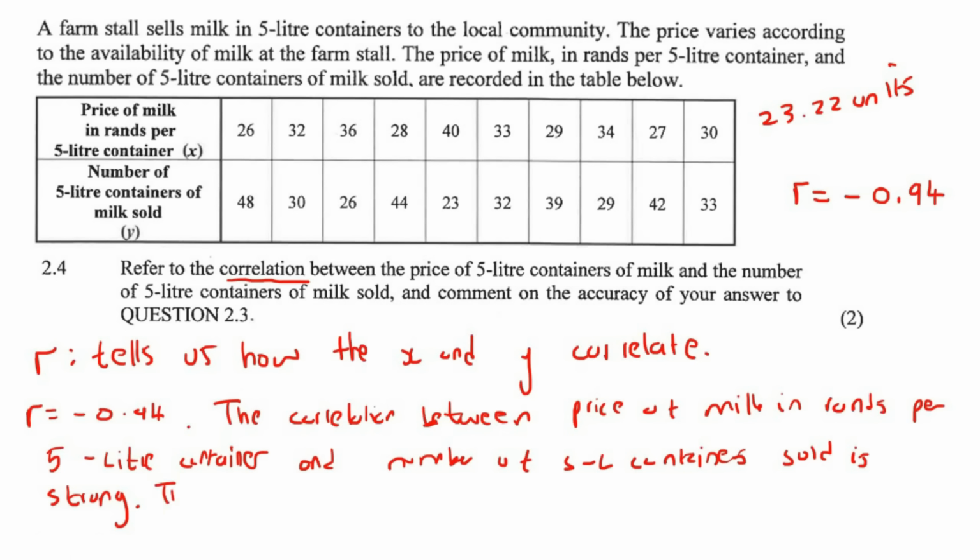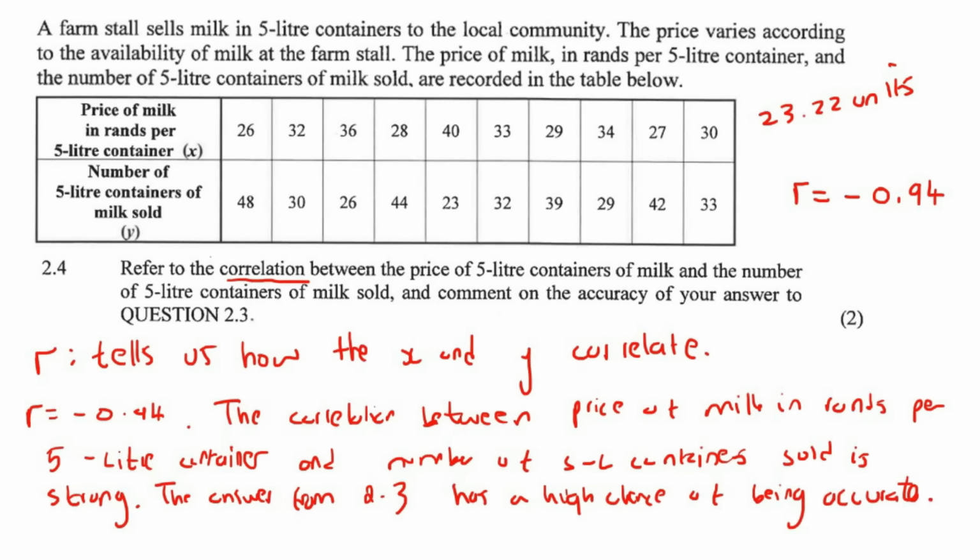So we can say that the answer from 2.3 has a high chance of being accurate. It has a high chance of being accurate.